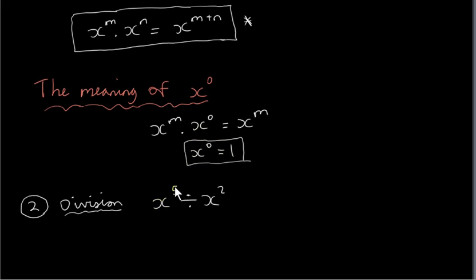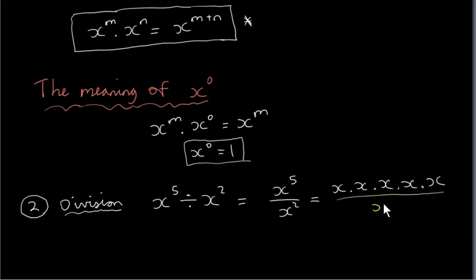Let's suppose we want to take x to the power of 5 and divide it by x to the power of 2. You can see that these base numbers are the same. Well, we can write it like this: x to the power of 5 over x to the power of 2. X to the power of 5 means x multiplied out, so that we have 5 x's. X to the power of 2 means x times x.